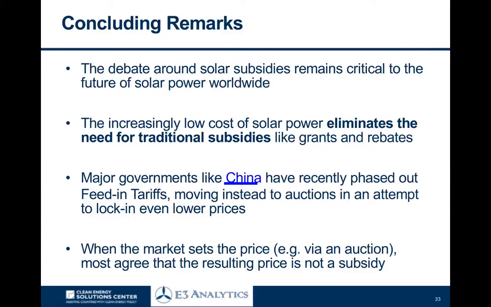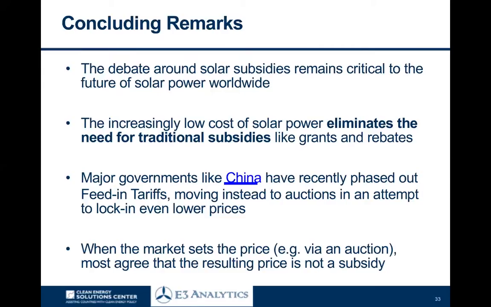Also, major governments like China, which up until last year represented around half of the global solar market, have recently phased out feed-in tariffs and are now moving to auctions in an attempt to lock in even lower prices for solar power.